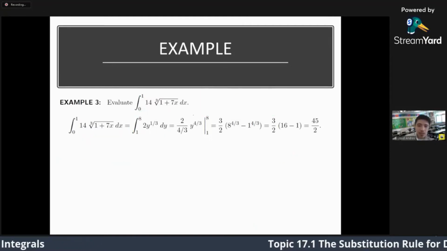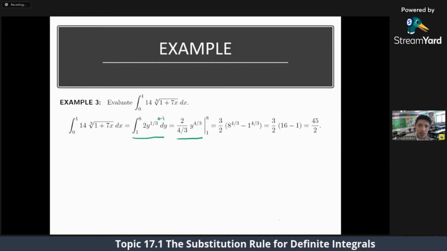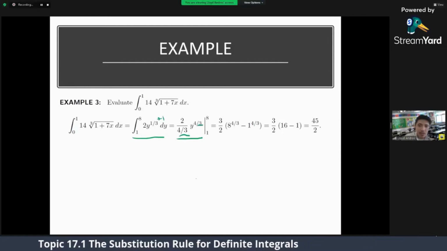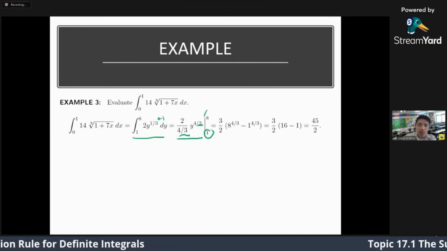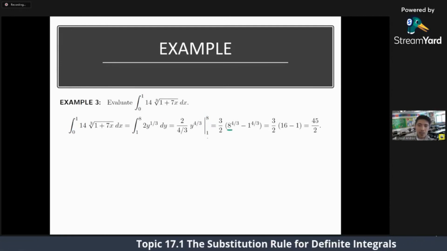And from here, the fundamental theorem of calculus. Add 1 to the exponent, which is 4/3, then divide by 4/3. The 2 stays as is. And the limits are from 1 to 8. Next, using the fundamental theorem of calculus, substitute the upper limit first, then the lower limit.